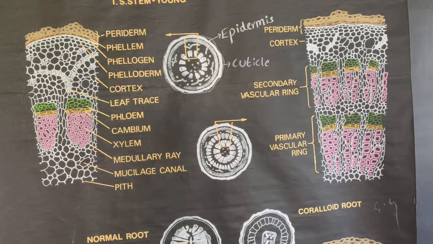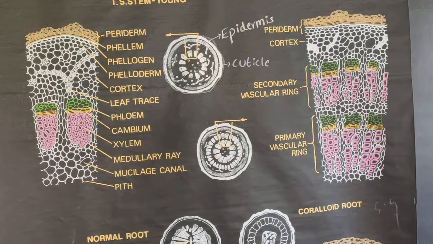So in the previous classes I have discussed the anatomy of the root system, that is both the normal tap root system and the anatomy of coralloid root systems. In today's class we will discuss the anatomy of the stem, that is the internal structure of the stem in case of Cycas.